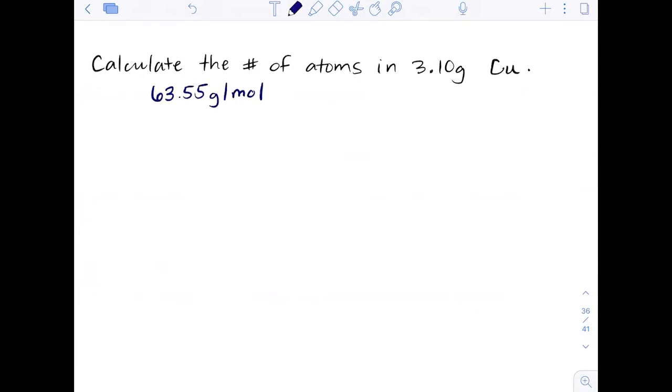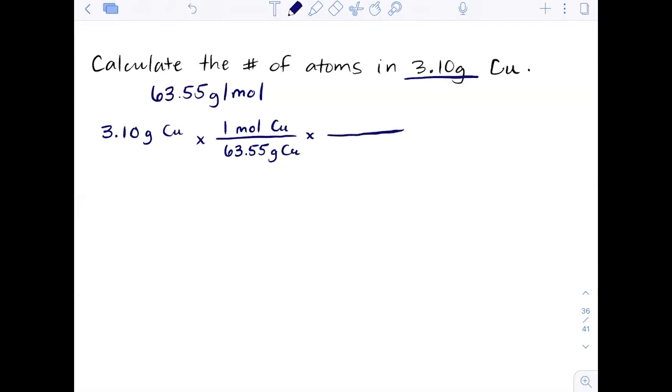So let's go ahead and start out. We never want to start with a conversion factor. We always want to start out with our given measurement, 3.10 grams of copper times, well, I want to get to atoms. How do I get to atoms? Through the mole. So 1 mole of copper over 63.55 grams of copper.